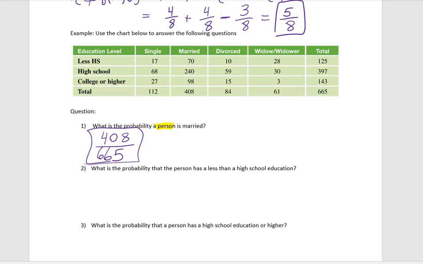All right. Now, on the next one, what is the probability that a person has less than a high school education? Again, how many persons do we have? 665 out of, and how many have less than a high school education? That's going to be 125.